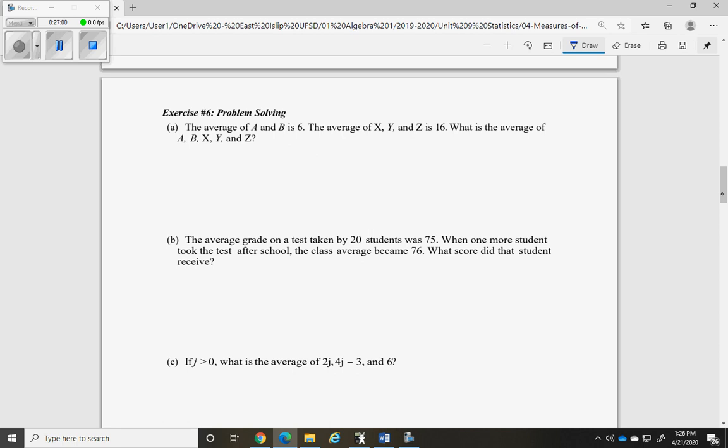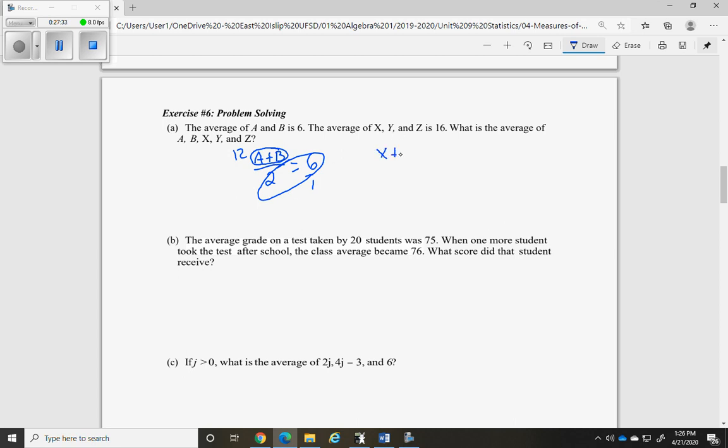Now this is some problem solving. The average of A and B is 6. So if A plus B divided by 2 is 6, that must mean that the sum of A and B is 12, right? Because 12 divided by 2 is 6. I usually write it as an equation like this and think about these cross products. That 2 times 6 tells me what the sum of the numbers is supposed to be.